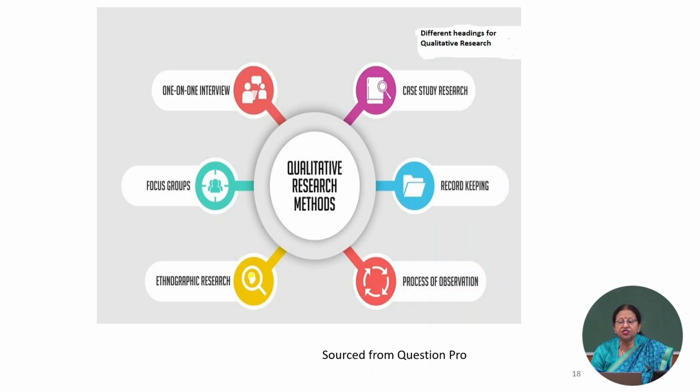So qualitative research means one-to-one interview, case study research, focus group, ethnographic research, process of observation, or record keeping. These are different headings of qualitative research which is done by social scientists, by many art subjects, PhD holders or persons who want to do a PhD in the field of art. They are following these qualitative research methods.